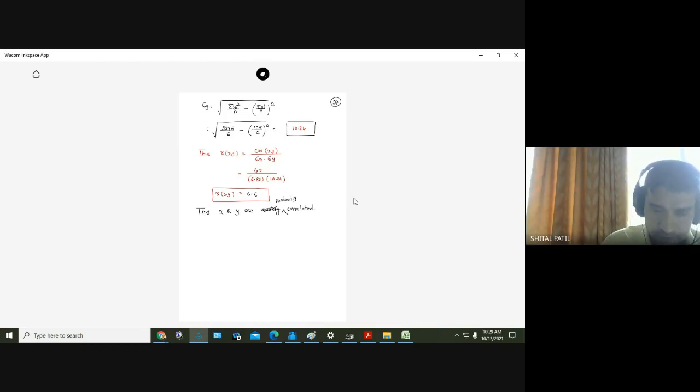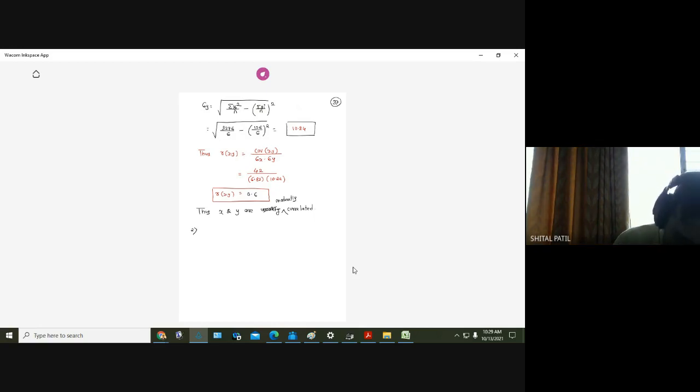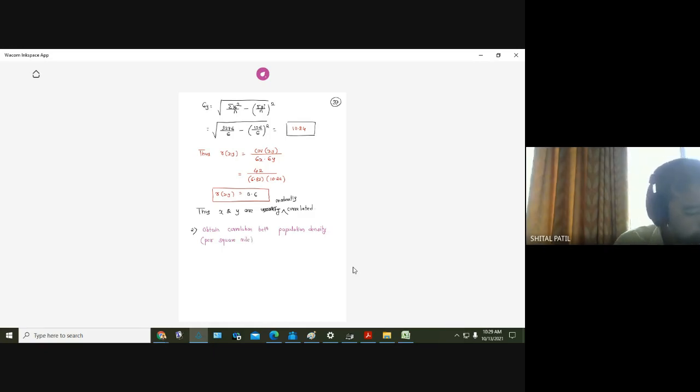Right, next example, second example. Obtain the correlation between population density per square mile. So that is the number of people living per square mile. Where is the density maximum in the world?